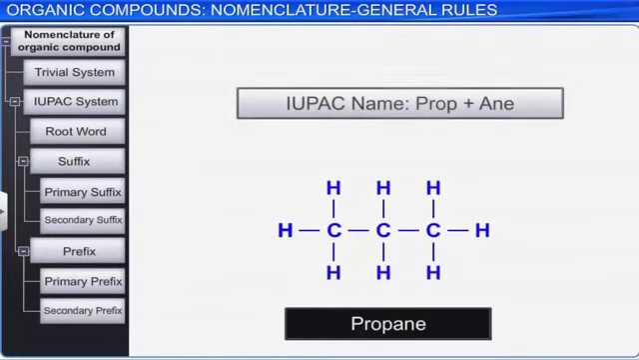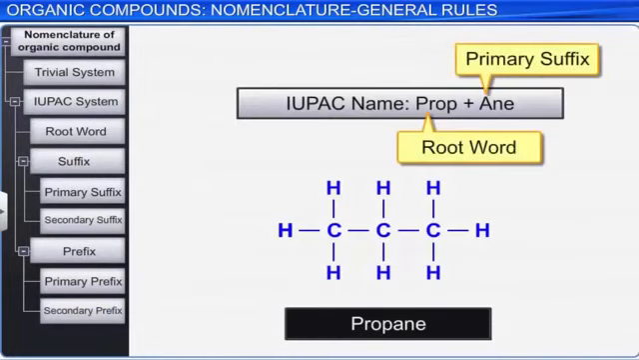However, in acyclic compounds, the primary prefix is not used. So, if the prefix cyclo is not used, it indicates that the compound is acyclic, as in propane.